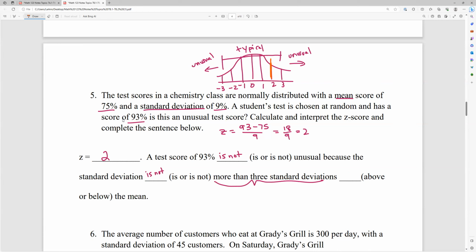Now, this again has to do with the sign of your number. If you have a positive 2, we would choose the word above. If this had come out as a negative 2, that's still typical. We're still in the range they gave us for this. So either way would have been fine, but we would have chosen the word below for this part. Above and below have to do with being a positive z-score or a negative z-score.